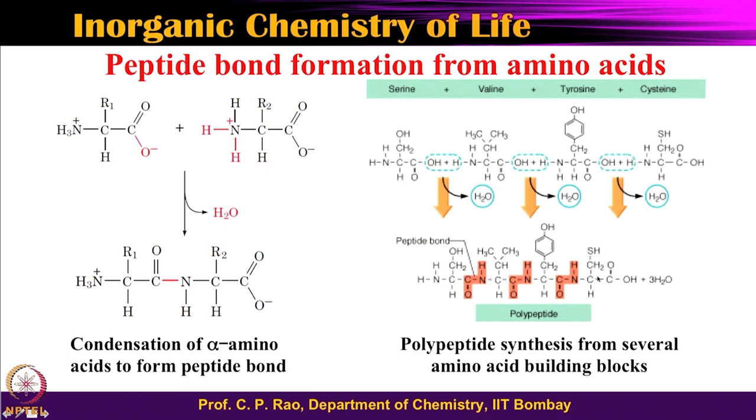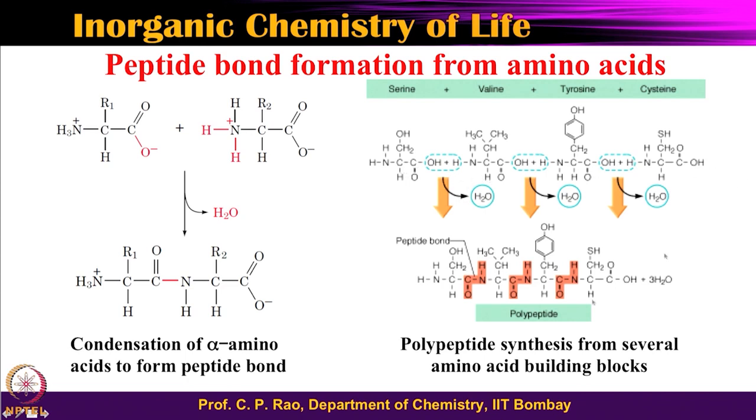How do you recognize the amino acid? From the C alpha center. You can easily identify these. Okay, this is a tetrapeptide. If you extend it, it becomes a polypeptide. Each one of these amino acids is called a building block.